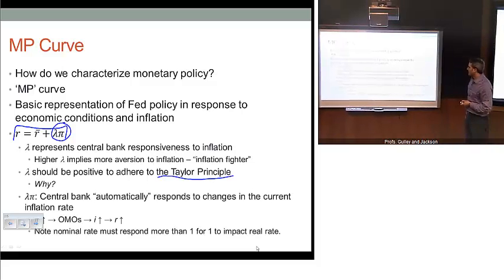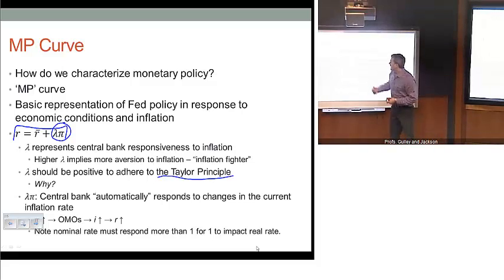So as I said, this lambda pi term is the response that central banks have to adjustments in the inflation rate. We want to be a little more specific here, because it's adjustments to the current inflation rate. As the current inflation rate changes, the Fed is going to automatically adjust its monetary policy response in order to address inflation, okay? It's automatic in the sense that the Fed has this mechanical view of how to deal with the current inflation rate. I'll talk about what that really means in regards to other factors in just a second.